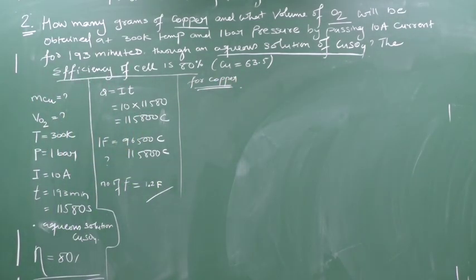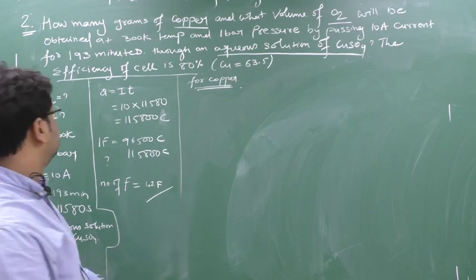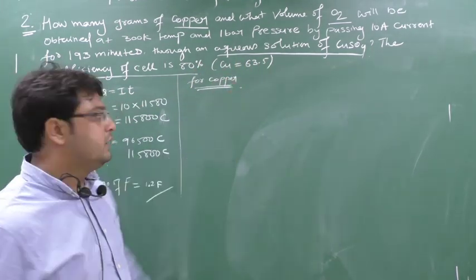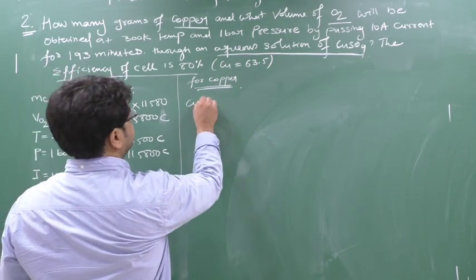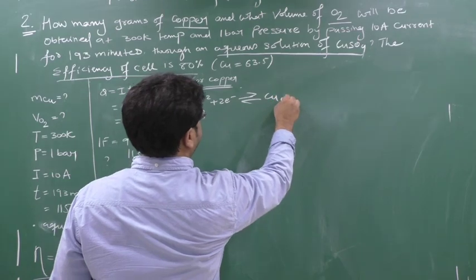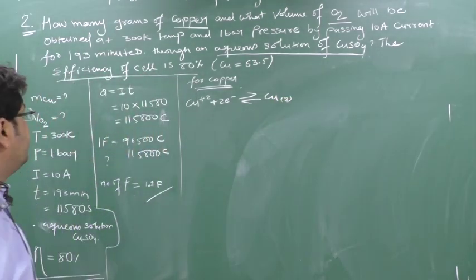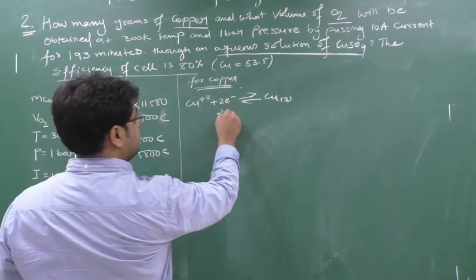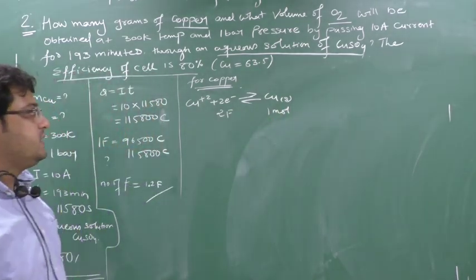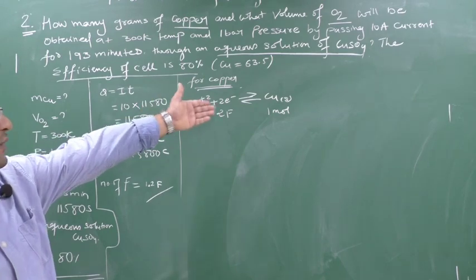Here, copper in CuSO4 is present as Cu2+, so it will undergo reduction. Cu2+ plus 2 electrons will generate solid Cu. Now 2 moles of electrons means 2 Faraday. How many moles of copper? 1. This stoichiometric relation says that when I supply 2 Faraday, I will get 1 mole of copper.